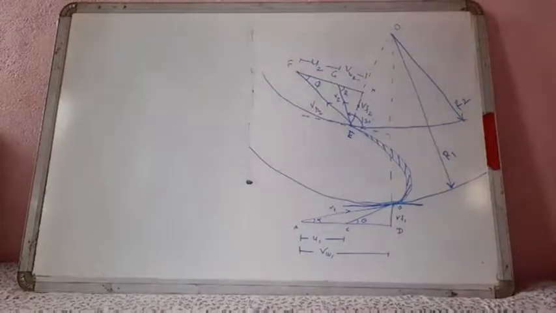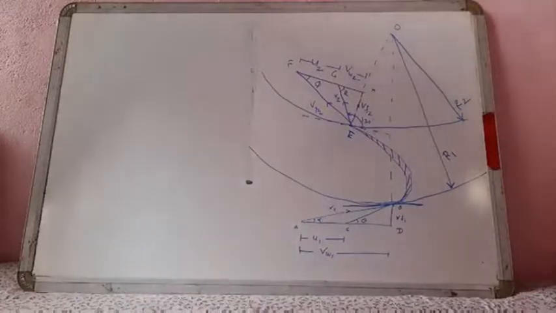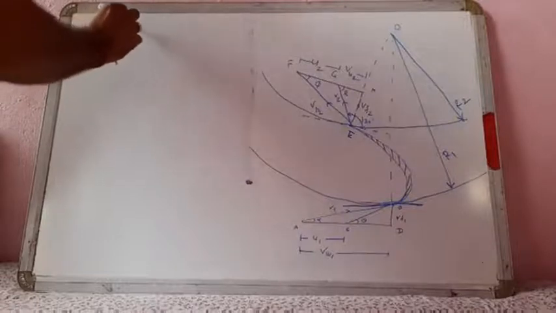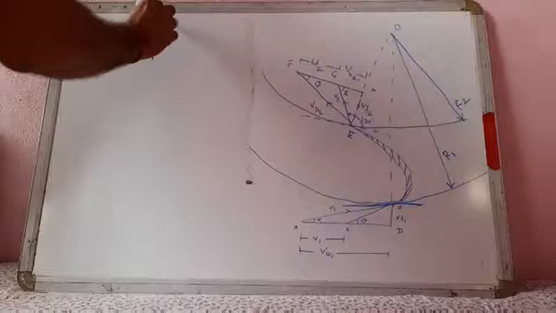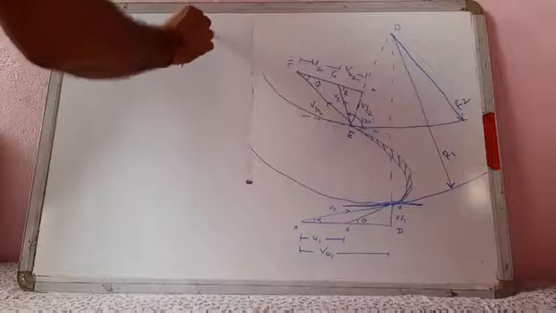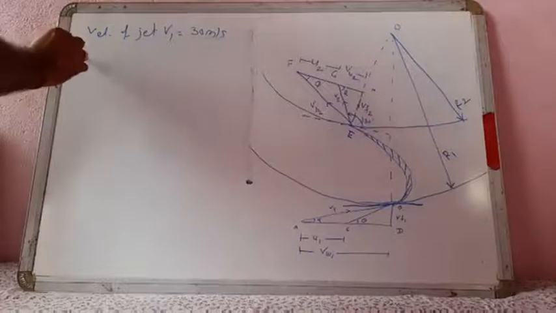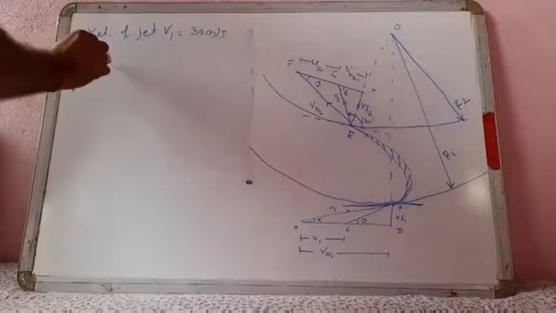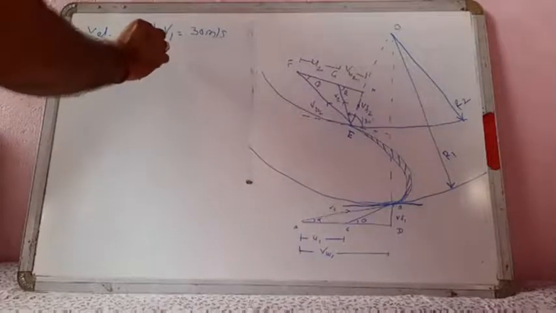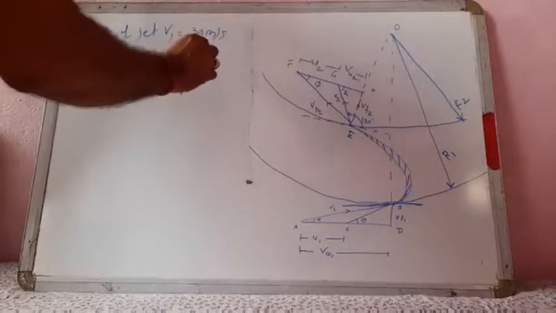Okay, now we will start solving this question with the data given here. Velocity of jet V1 is given as 30 meters per second. Speed of wheel, N, is given as 200 rpm.